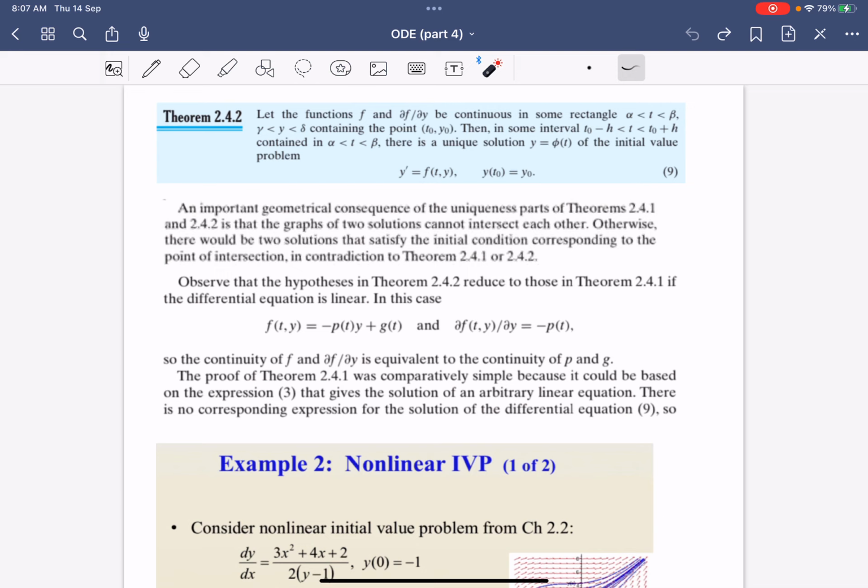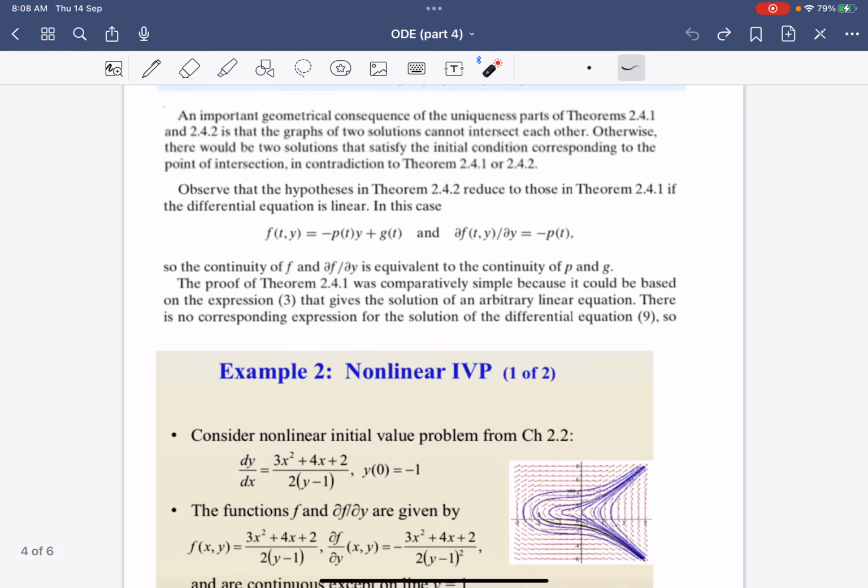There is also a geometric consequence of the uniqueness part, such that two solution graphs cannot intersect each other. Otherwise, the two solutions would satisfy the same initial conditions, contradicting the uniqueness of the theorem. So everything is one-to-one. Observe that the hypothesis reduces to the linear form in the following cases.